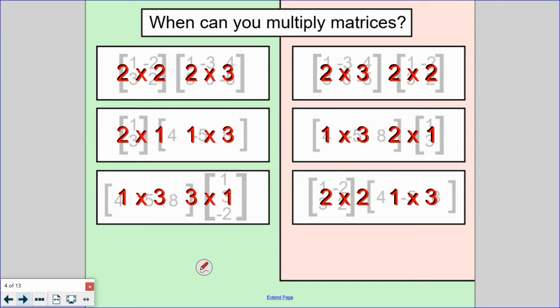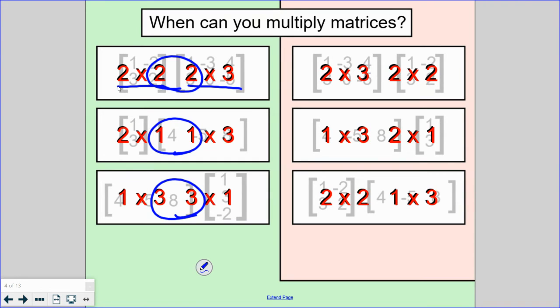Can you recognize a pattern? Look at something that's similar with the ones on the left that does not happen with the ones on the right. We're multiplying a 2 by 2 by a 2 by 3. Can these multiply together? Yes. We'll notice that those are both the same if you look at the inner numbers.